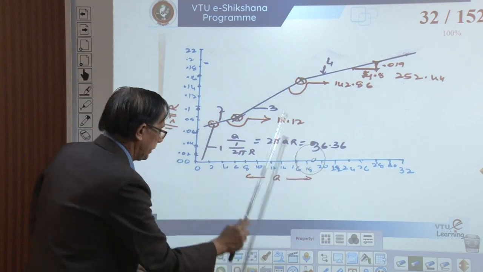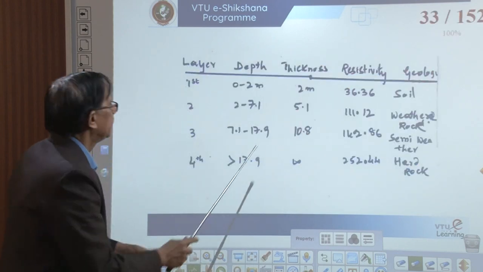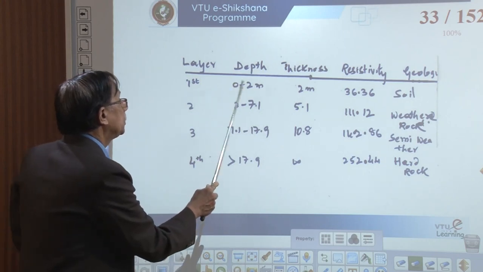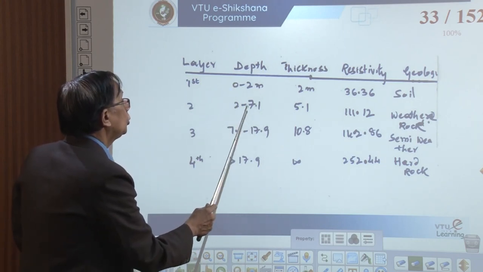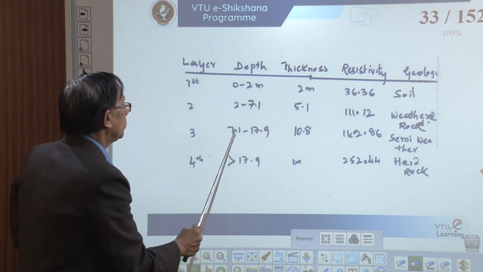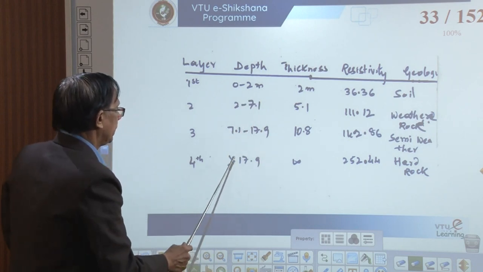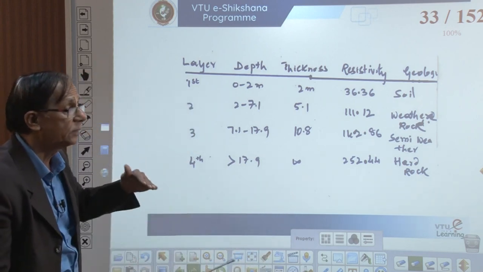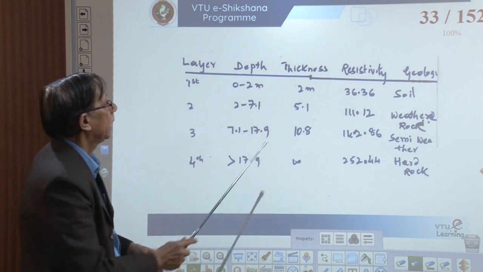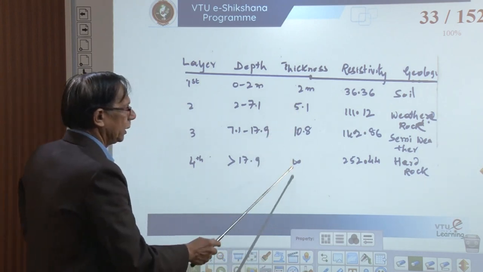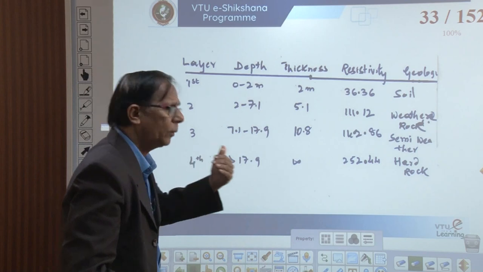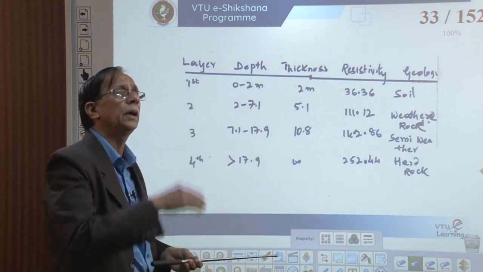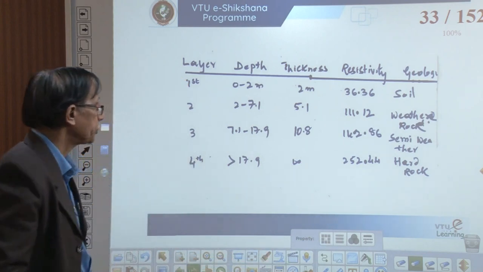So, any layer thickness I can obtain. I have got the thickness of the layers. It extends from 0 to 2 meters, the second layer 2 to 7.1 meters, the third layer 7.1 to 17.9, the fourth layer 17.9 beyond. Those are the different depths and thicknesses of those beds. We call it infinity because we have perhaps not done a survey beyond 100 meters, 200 meters, 500 meters. We assume this continues. Okay.